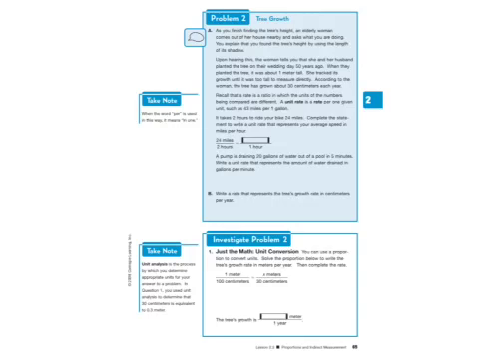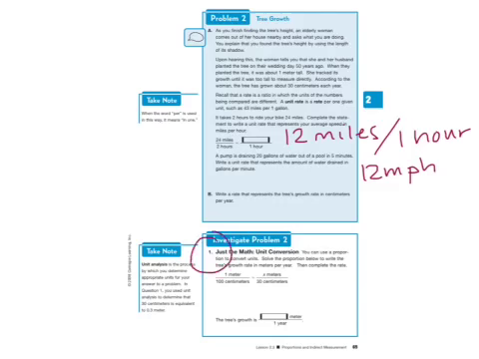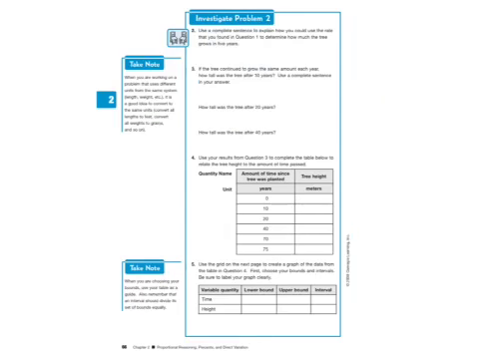Recall that a rate is a ratio in which the units of the numbers being compared are different. A unit rate is a rate per one given unit, such as 43 miles per 1 gallon. It takes you 2 hours to ride your bike 24 miles, so therefore it would take you 12 miles in 1 hour, per 1 hour, or 12 miles per hour. Go ahead and try 1 on your own. Continue with 2 through 3.